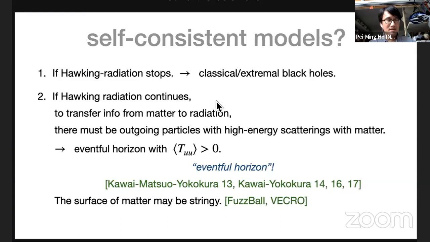Let me also comment that because of this, you can actually imagine low energy effective theories in which you do not start with the uneventful horizon assumption. You assume some other assumptions such as T_UU larger than 0 around the horizon, like in the KMY model, and then you actually could get a consistent picture.